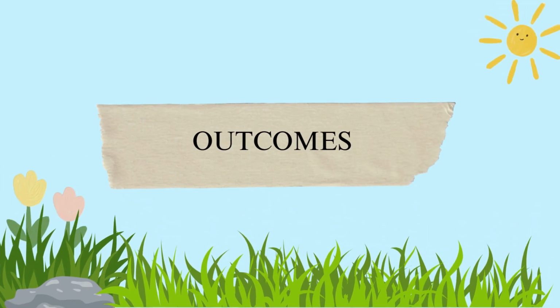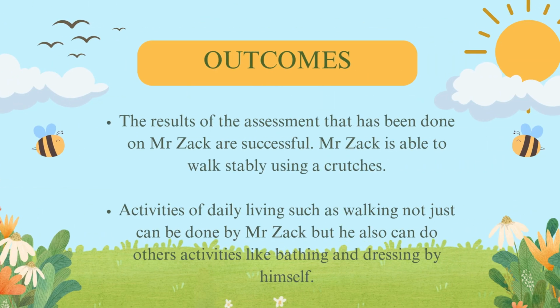Outcomes. Results of the assessment that has been done on Mr. Zach are successful. Mr. Zach is able to walk stably using crutches. Activities of daily living, such as walking, can not just be done by Mr. Zach, but he can also do other activities like bathing and dressing by himself.